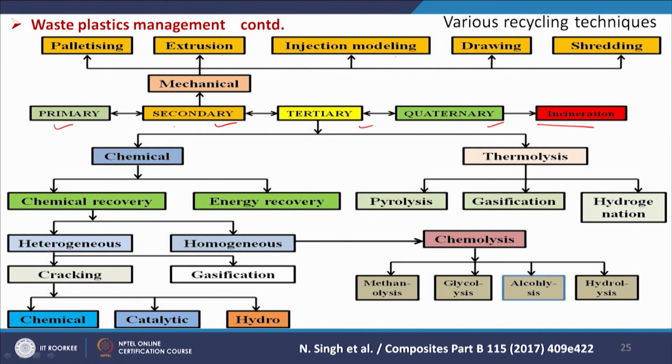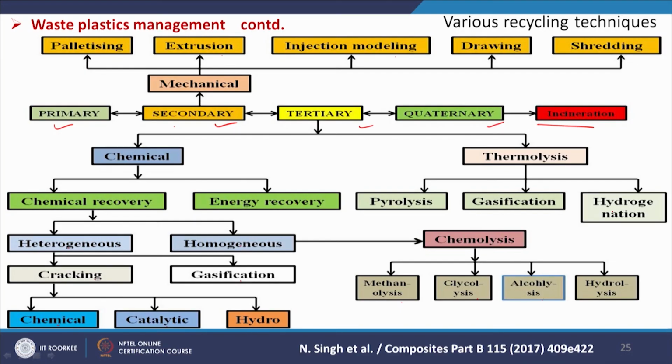Chemical recovery can be heterogeneous or homogeneous phase. If it is heterogeneous, using some catalyst, that will be cracking, gasification, and this cracking can give us chemical catalytic products, and then hydrocracking, catalytic cracking, and some other chemical reactions can take place. And homogeneous can be chemolysis, that is methanolysis, glycolysis, alcoholysis and hydrolysis. Okay. For thermolysis, it is basically the thermal application of heat for the breakdown of the compound. That is pyrolysis, gasification and hydrogenation. So, these are the different reactions or paths which can be used for the management of waste plastics.